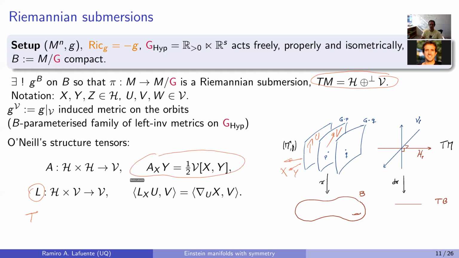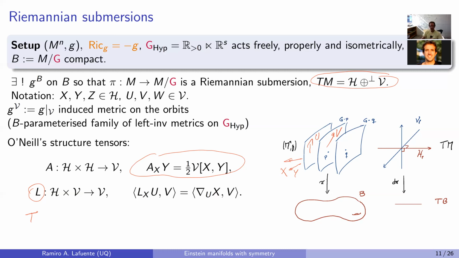I'm oversimplifying the presentation for the experts, so please do not complain. You can check all this in extreme detail and with full proofs in O'Neill's original paper, or perhaps also in Besse's book, chapter 9, I guess. So the A tensor is defined by taking the Lie bracket of the two horizontal vector fields and then projecting onto the vertical component. Notice that A vanishes if and only if the horizontal distribution is integrable.